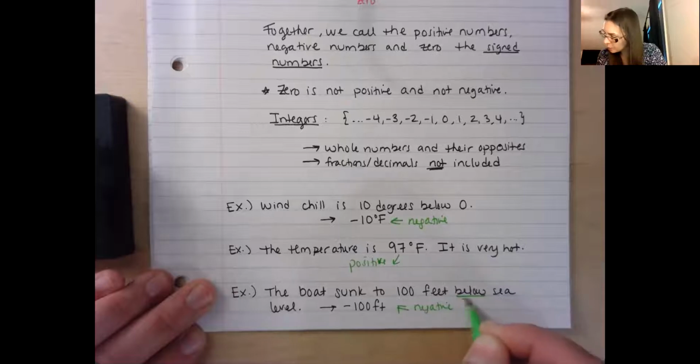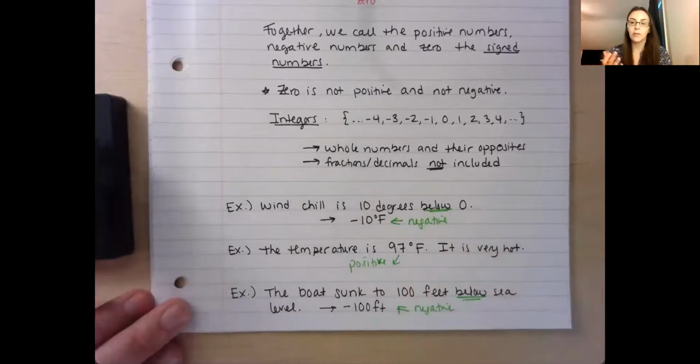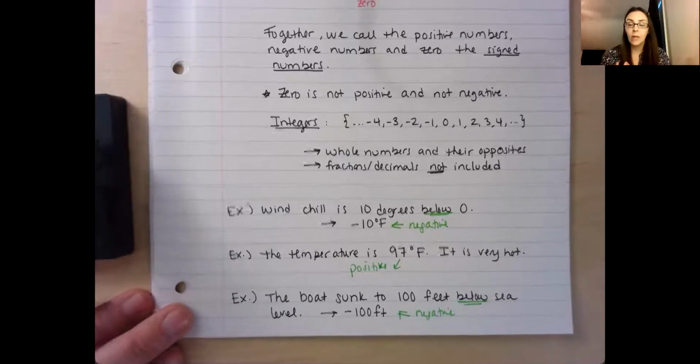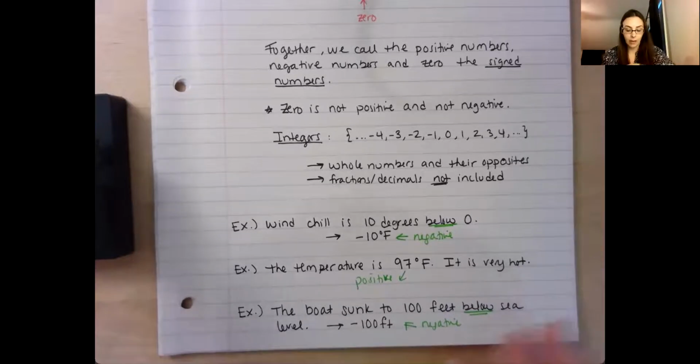And you can see that word below does often refer to some sort of negative. So if it's below 0 for temperature or below sea level, then we're talking about a negative value there. So there are a lot of applications here for positives and negatives, and these are just a couple of them.